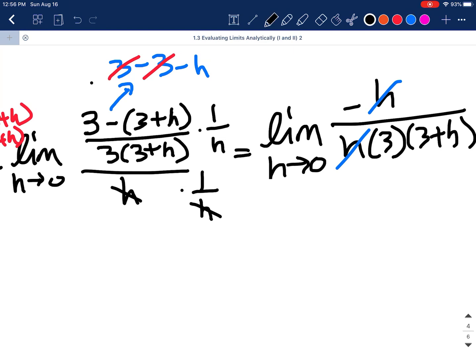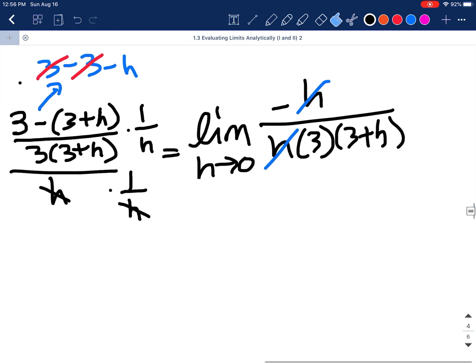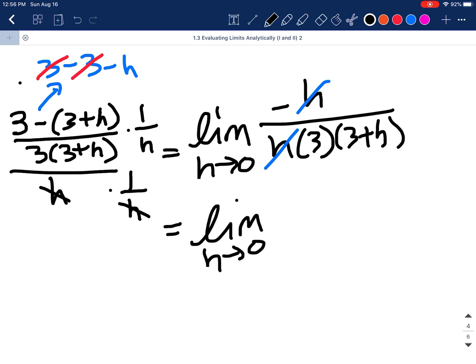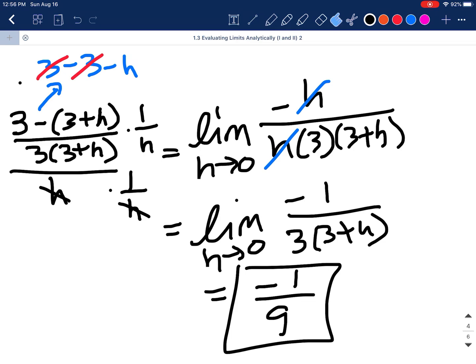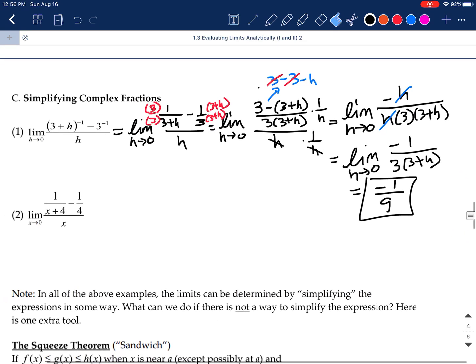So you saw this in your summer assignment and in the practice chapter P, where we did the difference quotient and we had to cancel out that h term. Same idea here. We're really just computing derivatives and not realizing it. But you don't need to know that yet. So we'll simplify to negative 1 over 3 times 3 plus h, and then direct substitution. We'll get negative 1 over 3 times 3, which is 9. So negative 1/9 will be our answer.